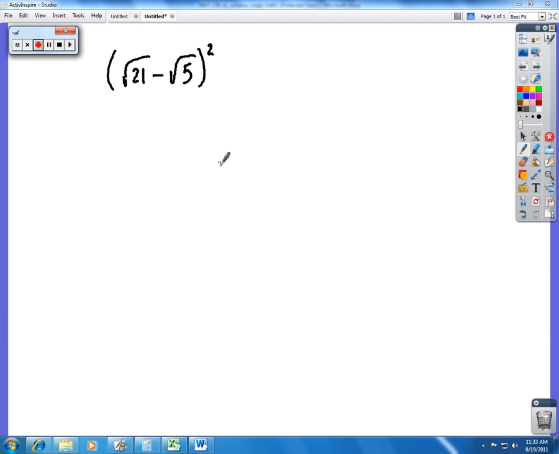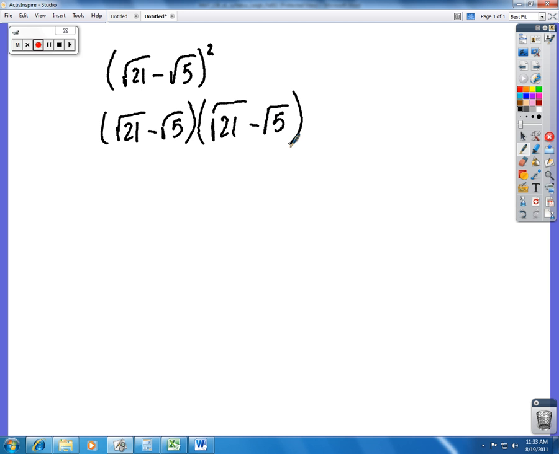Alright, so now moving into section 8.5, we're going to still deal with our radical expressions, but this time we're going to do multiplication and division. So starting with this problem here, what you need to keep in mind is that that squared term simply means that we've got this square root of 21 minus the square root of 5, multiplied by itself.